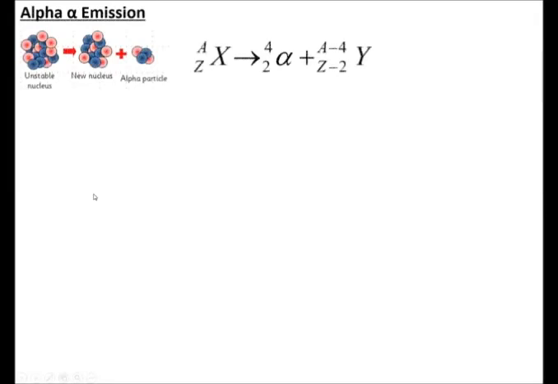Okay, so let's just have a quick look through. This is an alpha. This is what we would have as an alpha decay equation. So whatever A is, the mass number reduces by 4, the proton number reduces by 2. This is the alpha particle, and you're left with a daughter nucleus after the alpha emission, and this is A-4, Z-2 for the numbers. We'll do some examples in a second.